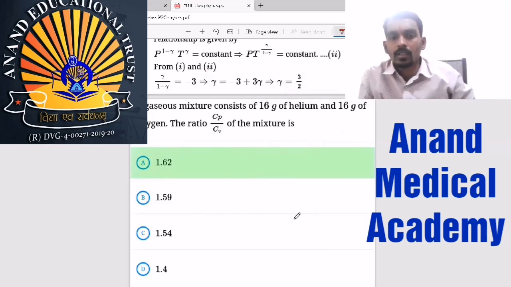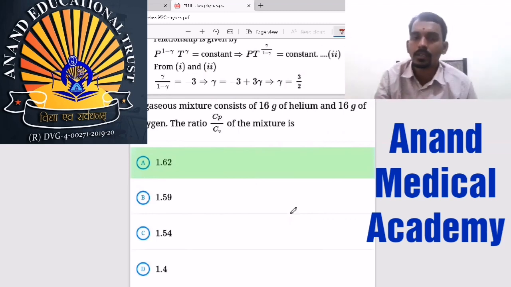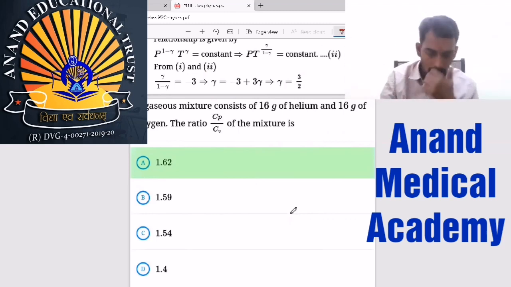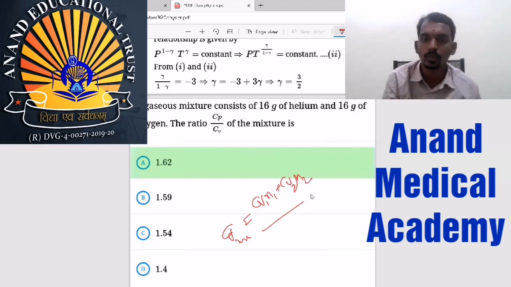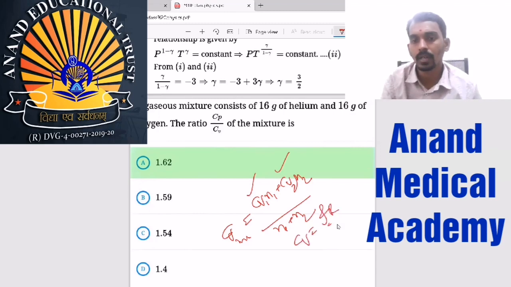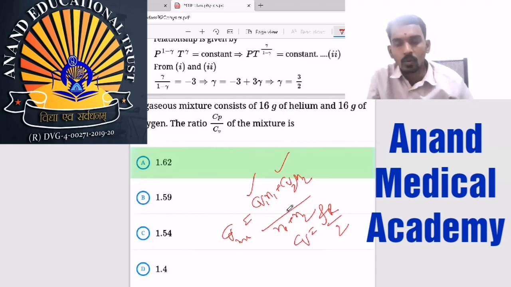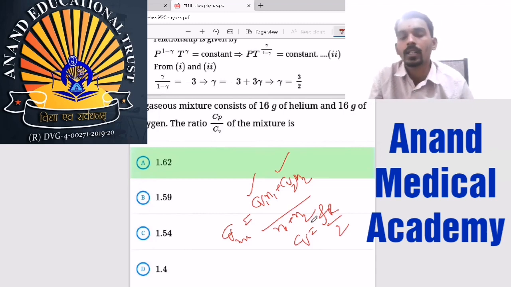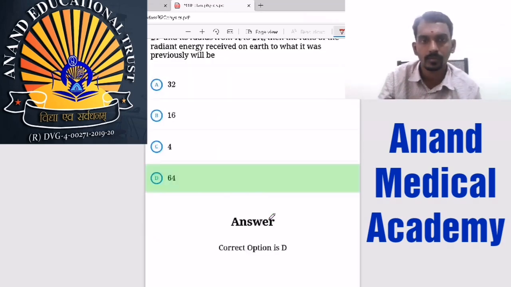And this is the question based on gamma of a mixture. So you have to find Cp of the mixture and Cv of the mixture, and the Cv mixture formula is Cv1 n1 plus Cv2 n2 by n1 plus n2, where Cv1 is for the first gas, Cv2 for the second gas, where Cv equal to fR by 2. F is the degree of freedom. So it all depends on whether it is a monoatomic, diatomic or triatomic gas. So realize and try to do it.